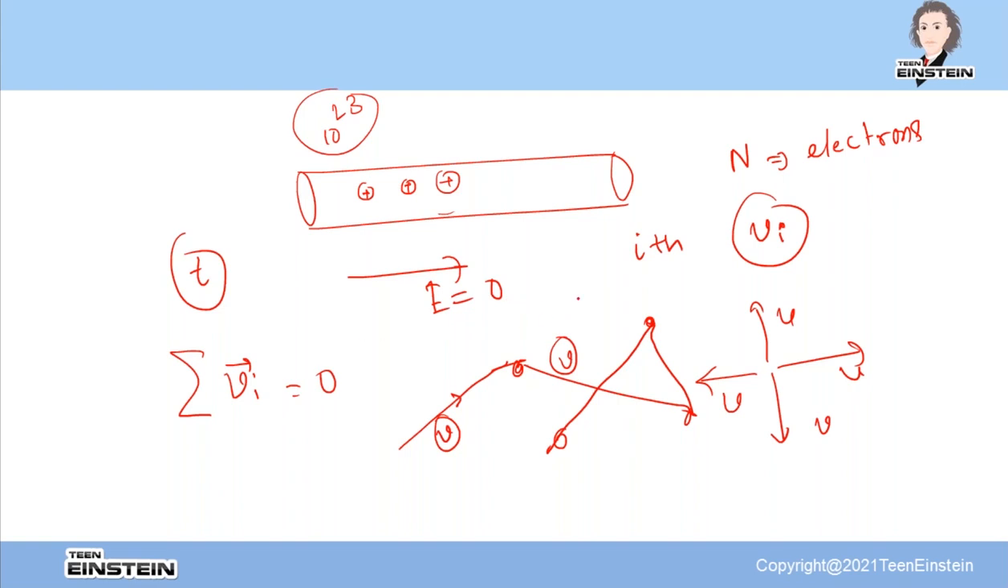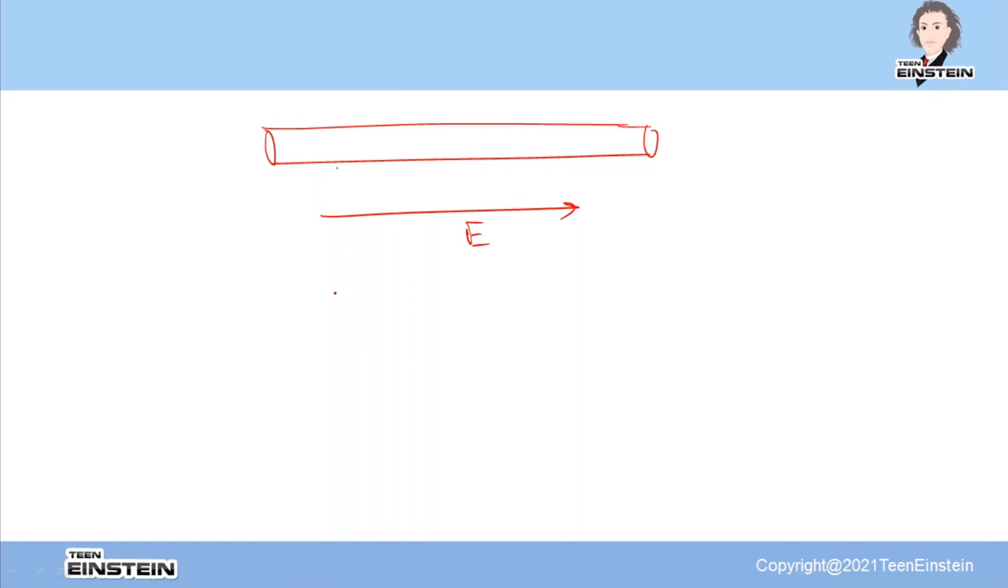Now look, if I have an electric field across this, what will happen? The electric field gives a force. That means you have an acceleration for the electron, eE over m, where m is the mass of the electron. Because the electric field is constant, you'll have a constant acceleration on them.